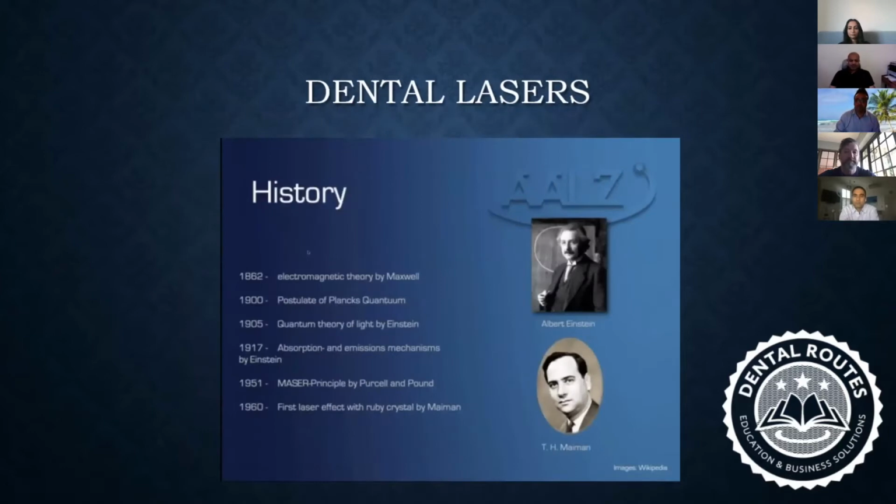This research has been going on. I think light is something that's been researched for centuries and centuries. I put a few names up there just for us to ponder about. 1862, it's the electromagnetic theory, a very popular theory to explain electric and magnetic fields, by Maxwell. Later on, there were some postulates from Planck's quantum. These postulates were later researched by Einstein in the early 19th century, and he came up with a lot of phenomena in absorption and emission mechanisms. Later on, in 1951, Maser, which relates to microwave, was studied and certain principles derived by Purcell and Pound, which then led to the whole evolution of the microwave in each and every kitchen. And later on in 1960, when the first laser effects were studied and quite a lot of things were discovered, that was by Maiman.